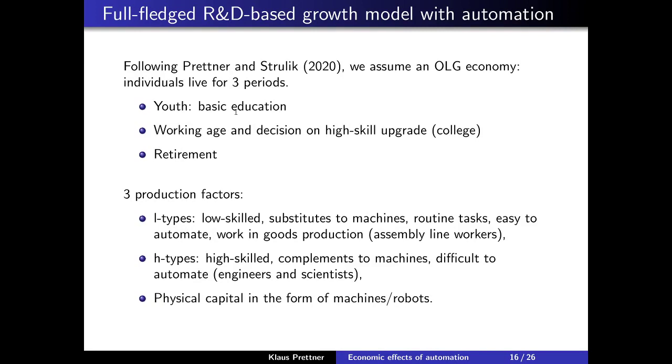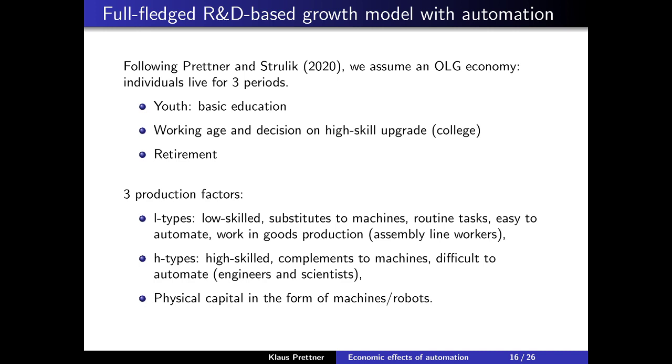So far, we've seen the standard implications that emerge by introducing automation capital into the Solowian type of growth model or some of its extensions. Now what I will show is that these results hold true in a more sophisticated framework where we have endogenous economic growth and endogenous skill upgrading, basically. So here I follow the paper with Holger Strulik in the Journal of Monetary Economics, where we assume that there is an overlapping generations economy in which individuals live for 3 time periods.